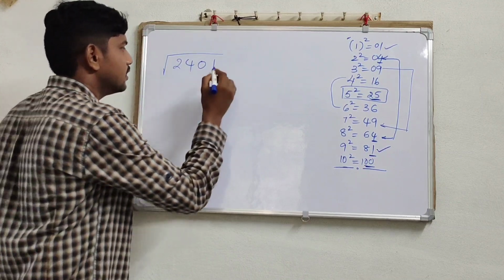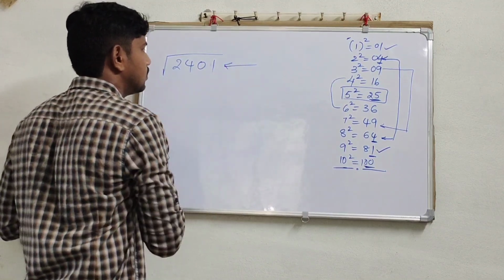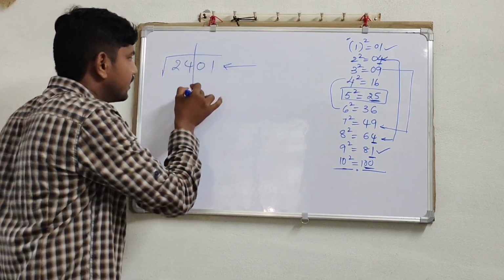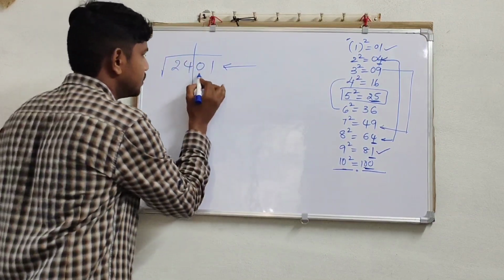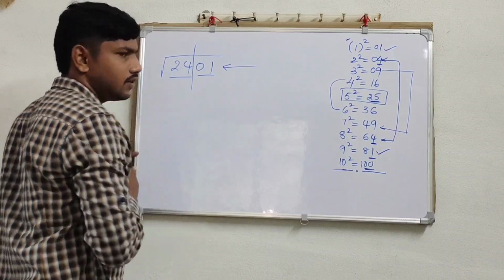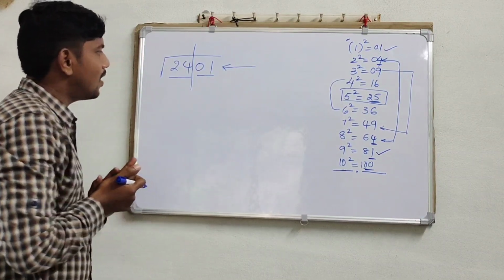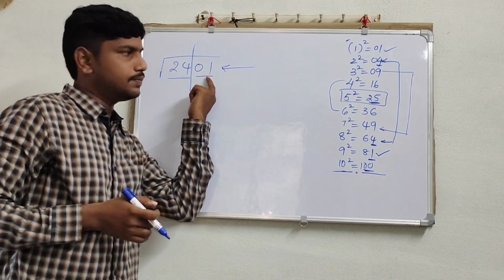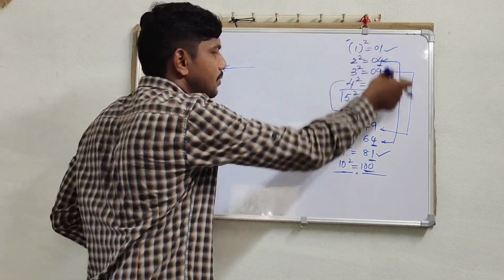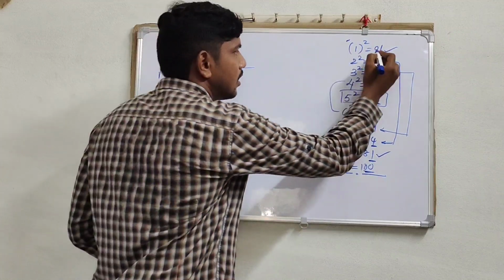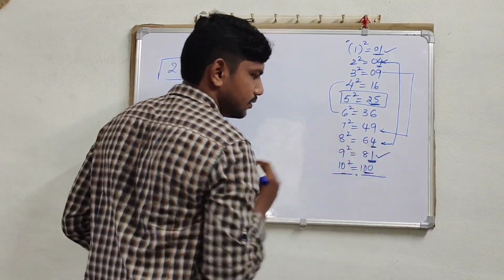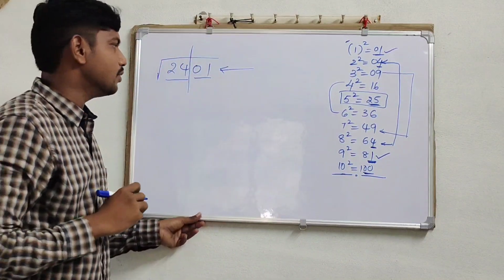What I am going to do is split this number into two parts. From the right side, I always divide into two parts. 01 is one part and 24 is the other part. Next, I will check the unit digit, here 1, and which numbers match it. 1 square has unit digit 1 as well as 9 square has unit digit 1. There are two possibilities we have.